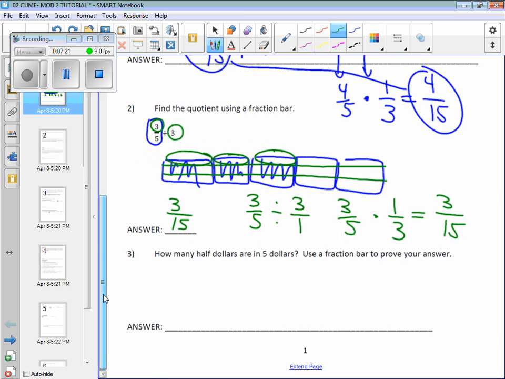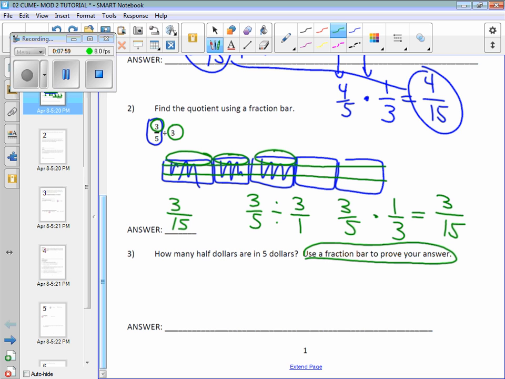Okay, let's take a look at number 3. You have how many quarter hours are in 5 hours? I essentially have the same question, only just worded differently, where I'm trying to figure out how many half dollars there are in $5. Once again, it's a division. In this case, when you think about this, you have half dollars in $5. Is my answer going to be greater than 5 or less than 5?